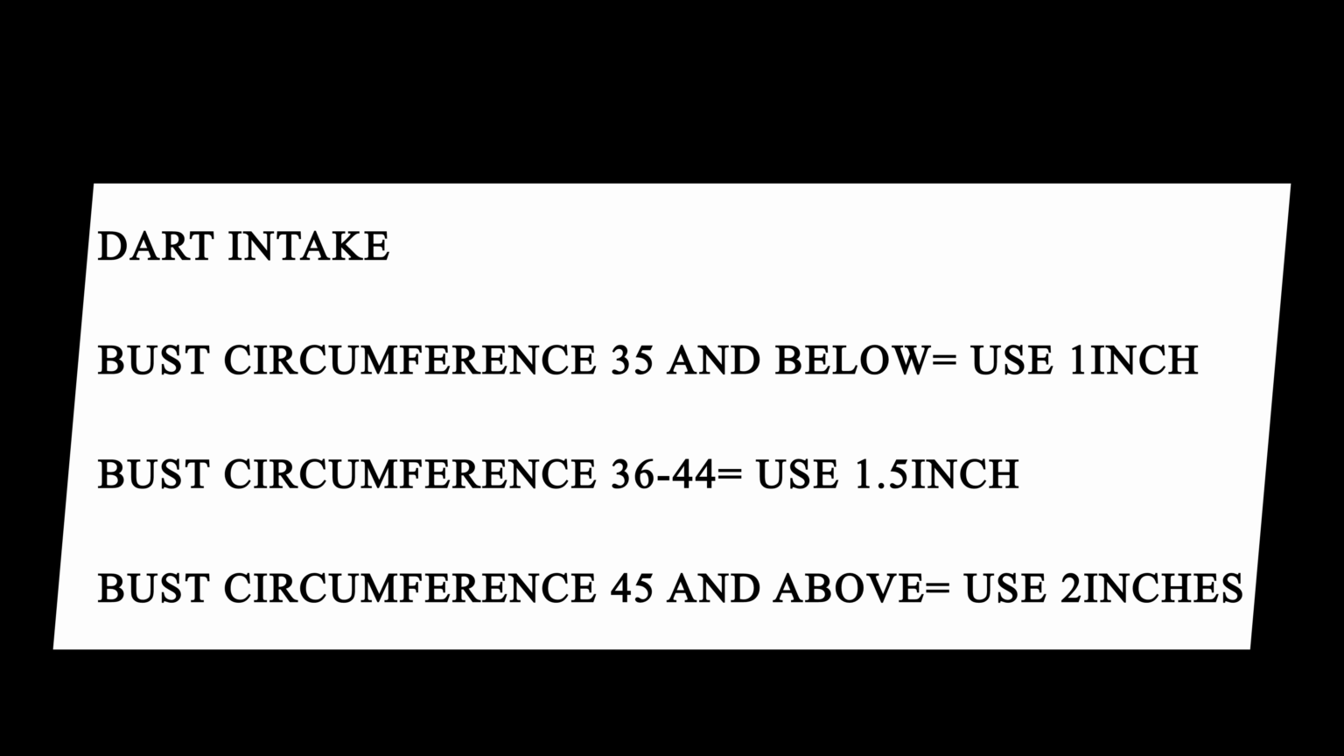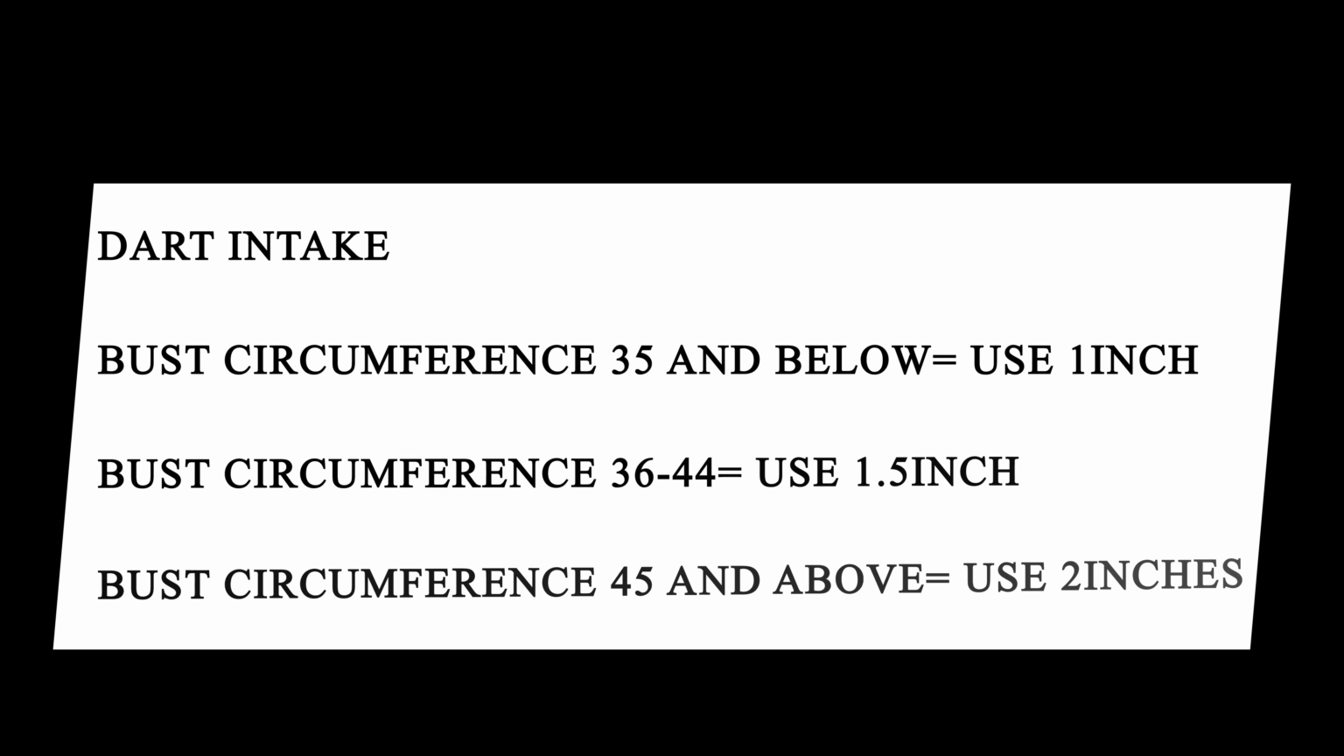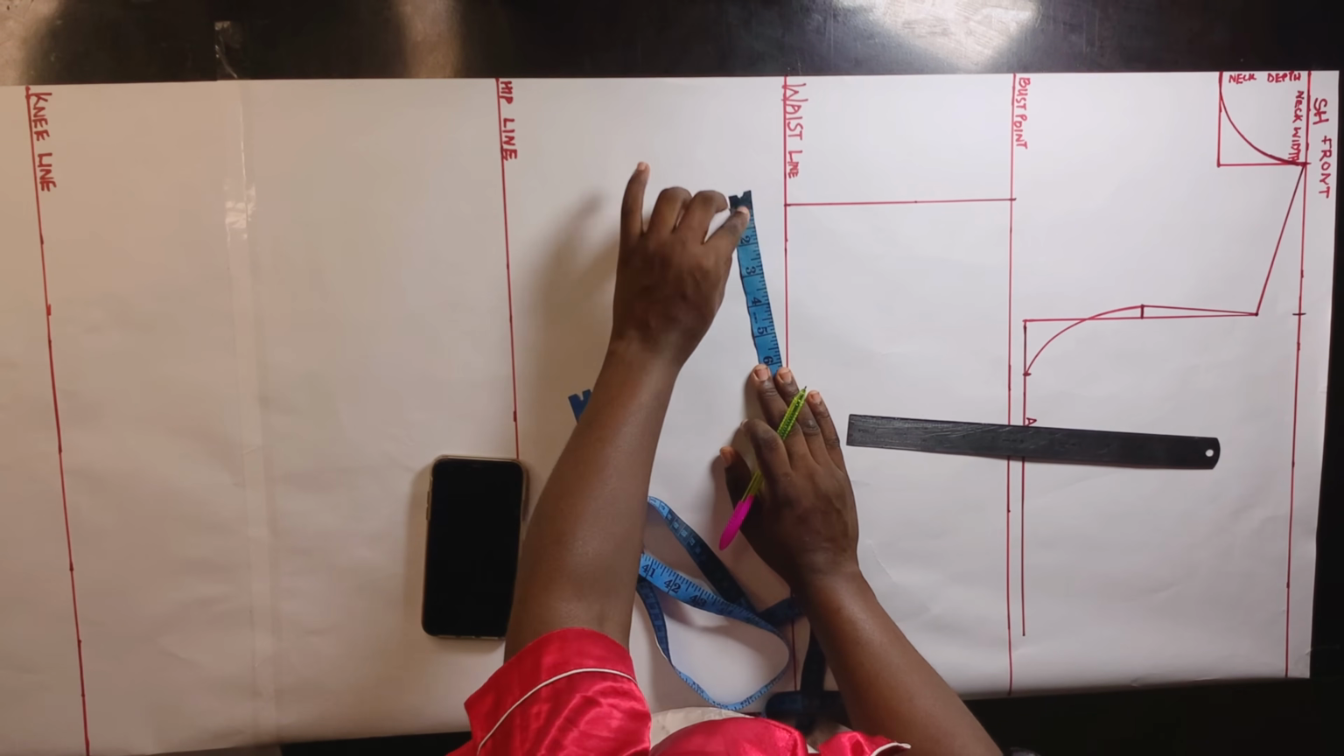The reason I use different dart intakes for the different bust sizes is so that bigger busts can have more space for their bust to sit in. Imagine I use the same dart intake for bust 35 and bust 45. It won't really make any sense because for bust 45 we need more space for the bust to sit in. Since my bust circumference is 39, I'll be using 1.5 inch. So I'm going to go back to the paper. I'm going to divide that 1.5 inch by 2.